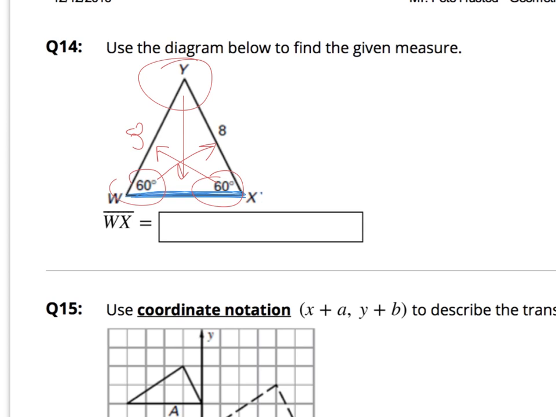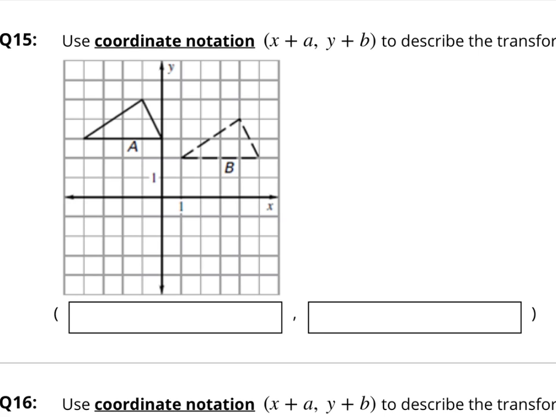So here's what you need to do. Figure out how many degrees are in this angle. And you actually did that in question 13, because I think they were both 60 degrees. So take them away from 180. That'll tell you how many degrees y is. And that'll help you figure out how long this segment is down here. Good luck.